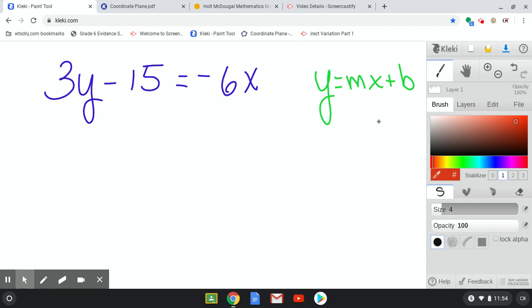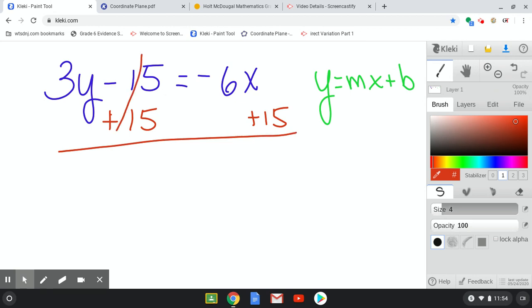So remember, to the right here, I have slope-intercept form. Y is equal to mx plus b. So I need to convert 3y minus 15 is equal to negative 6x into slope-intercept form. So I'm going to add the 15 to bring it to the other side. These 15s will cancel. I will now have 3y is equal to negative 6x plus 15.